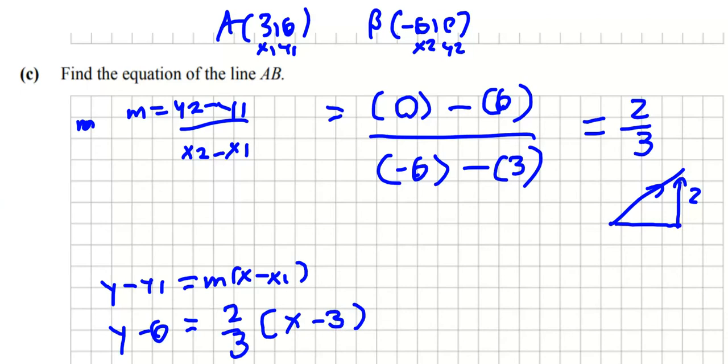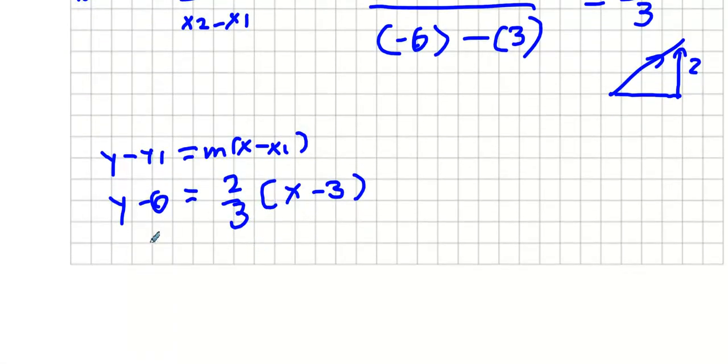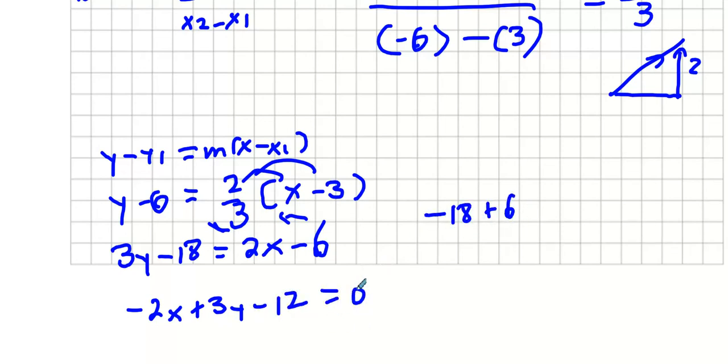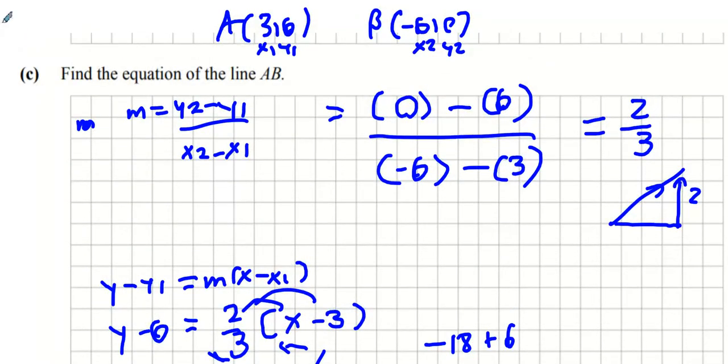Okay, division of 3 on the right is multiplication of 3 on the left, so it's 3y minus 18 because 3 times y, 3 times 6. 2 times x and 2 times minus 3 is minus 6. Move everything to one side and we get minus 2x plus 3y, and then you get minus 18 plus 6, which is minus 12 equals 0. Multiply both sides by minus 1: 2x minus 3y plus 12 equals 0. Okay.